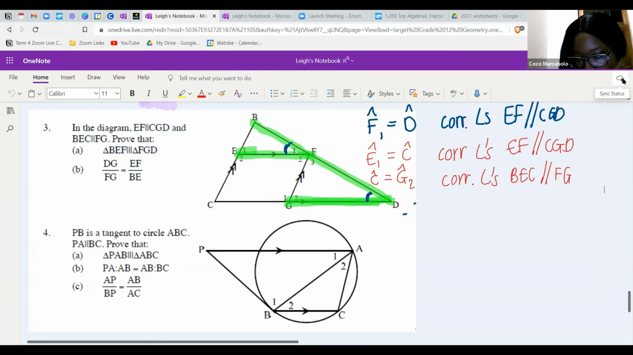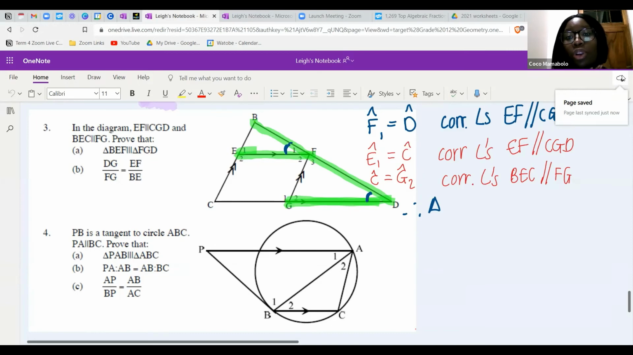All right, and then we need to make a statement about the sides. So just wait for Coco to catch up with that. In the meantime, you can write that, guys. If you've got what's on the screen here, you can say, therefore, angle B equals angle F3, remaining angles of a triangle, or angle sum in triangle. And then you can say, therefore, triangle BEF is similar to triangle FGD.